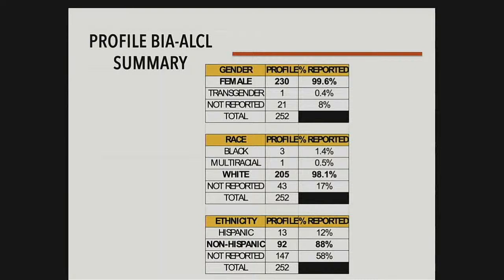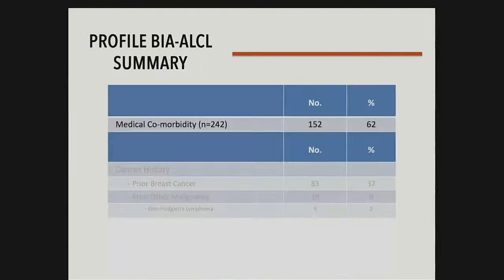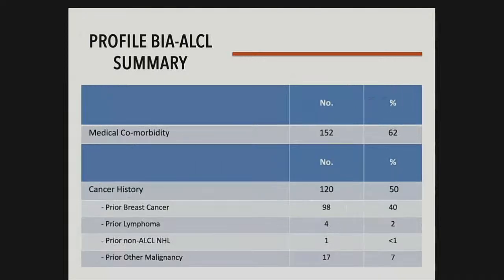So where has this led us? Where are we at in total? Well, looking at our data, 99.6% of patients were female. There is one transgender individual in our database. The overwhelming majority of these females were white and non-Hispanic. 62% of patients in the database endorsed a medical comorbidity.